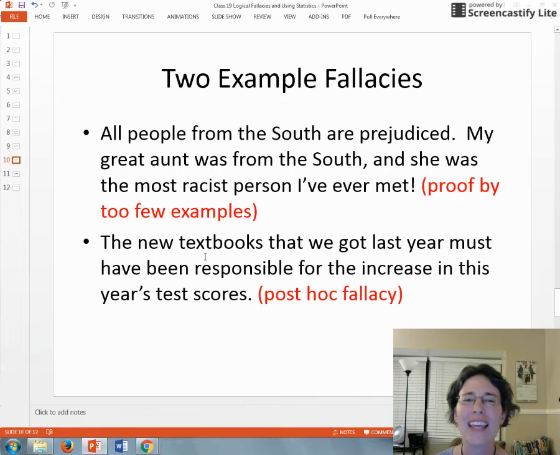The next one is a post hoc fallacy, which is just fun to say. Remember, that's the after, therefore, because of. The new textbooks we got last year, that happened first, must have been responsible for the increase in this year's test scores. And the question I would ask there is, were there any other things that might have been responsible for it? Was it just the textbooks? Do we have proof that it was the textbooks that caused the increase in test scores and not a change in teaching, a change in class sizes? If you're going to say one thing caused a second thing that happened later, you must establish that cause-effect relationship.